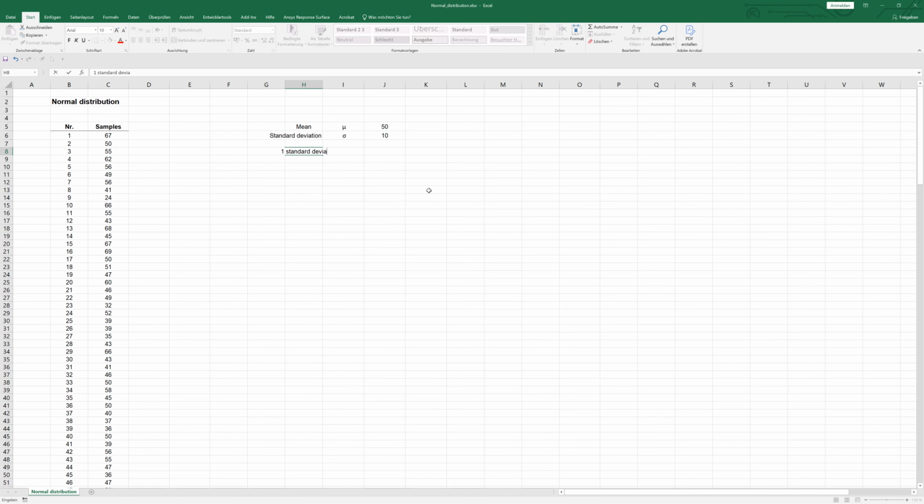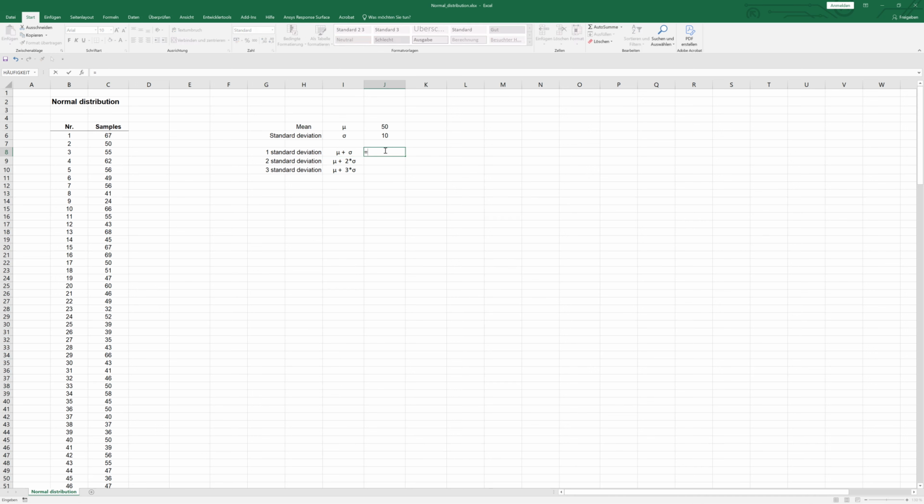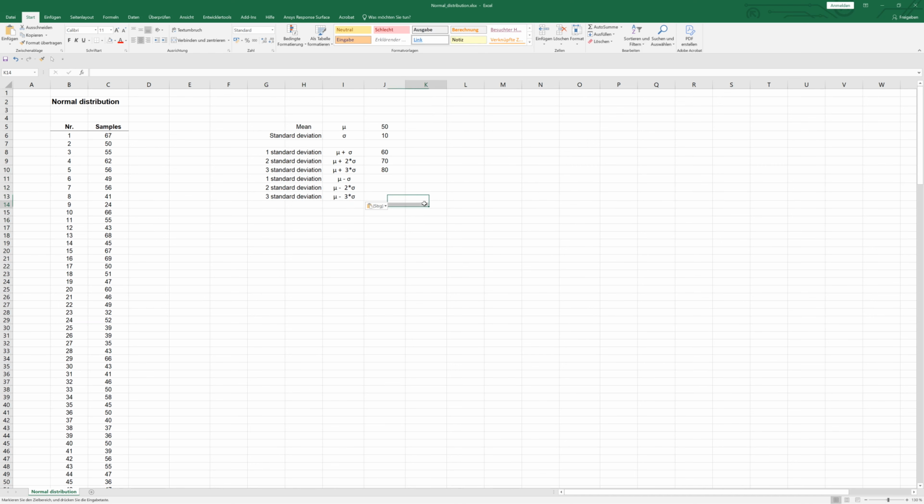Additionally, I calculate the first, second and third standard deviation from the 68, 95, 99.7 rule. I copy formulas from my presentation. The first deviation is mean mu plus standard deviation sigma. The second deviation is mu plus 2 times sigma, and the third deviation is mu plus 3 times sigma. The same in the other direction, only with minus sigma.